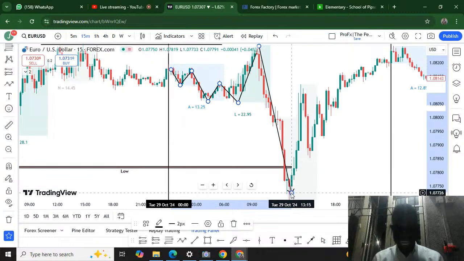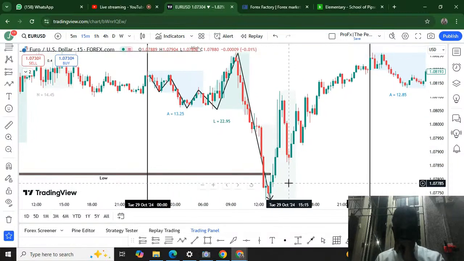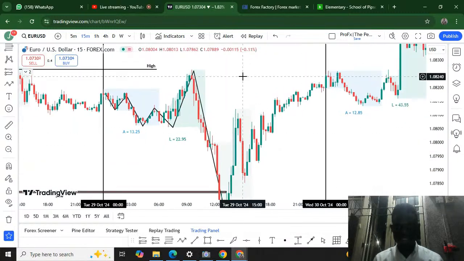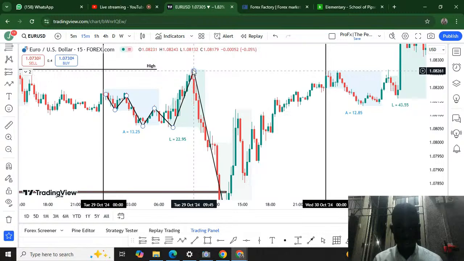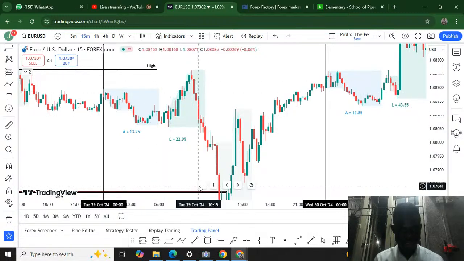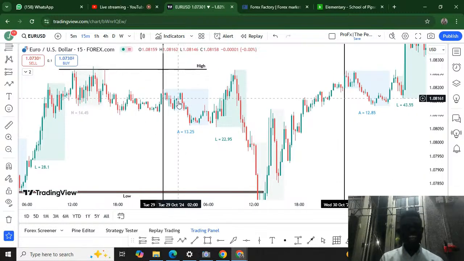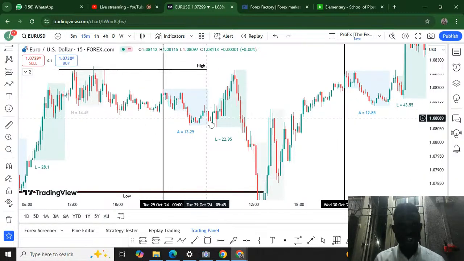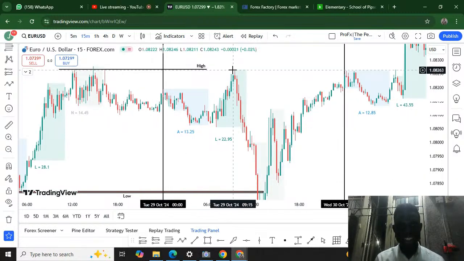But we know that at the end of the day, it pulled back to the origin of the distribution. But I'm just particular about this one. Okay. So in this case, we can say that Asian section was accumulated, London was manipulated, and New York was distributed. So inside London, we still have what distribution phase?